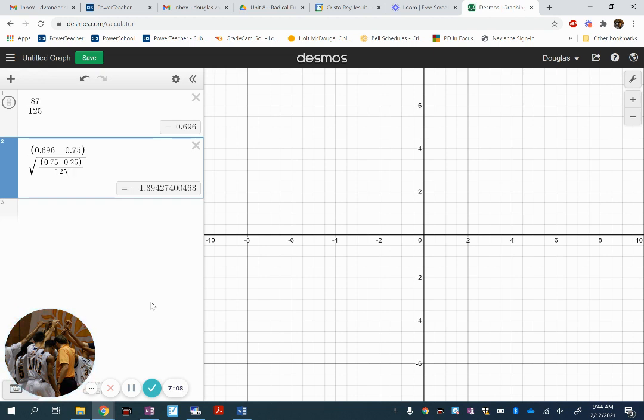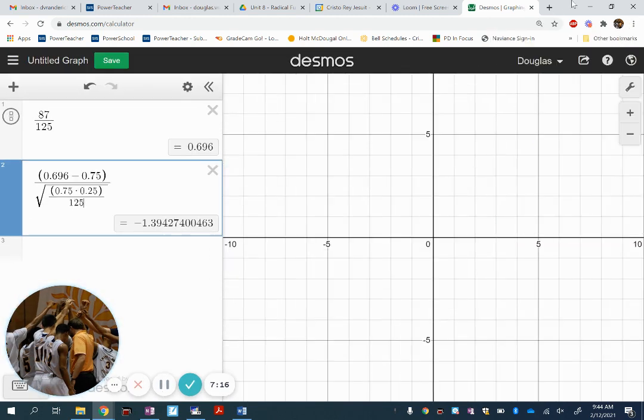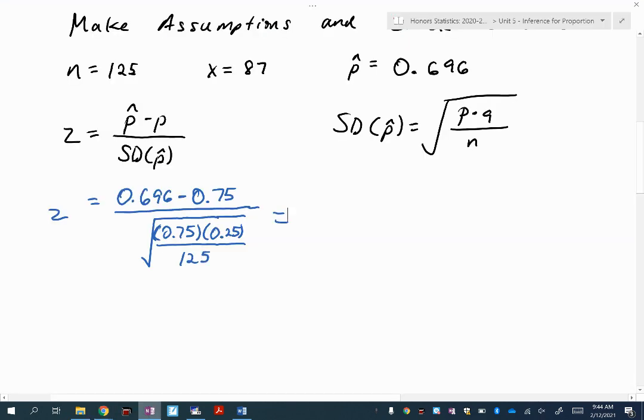Do you want me to zoom in? I'll zoom in. Did you get that? Yes, excellent. Good job. Got it, Eva? Awesome. Juliana, did you get it? Yes, you did, even without typing into a calculator? What did you say? In your brain. Wow. Incredible. You can do all that in your brain? The square root of 0.75 times 0.25 over 125. That is amazing. I'm impressed.